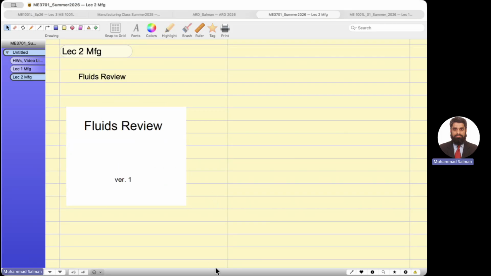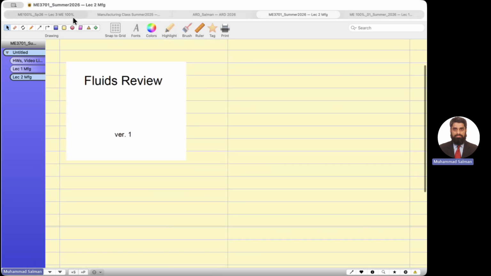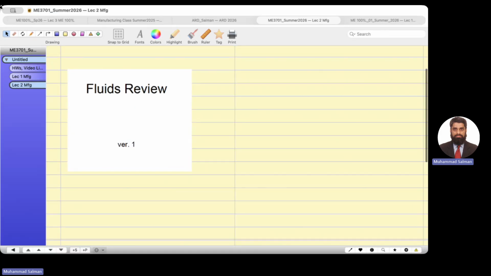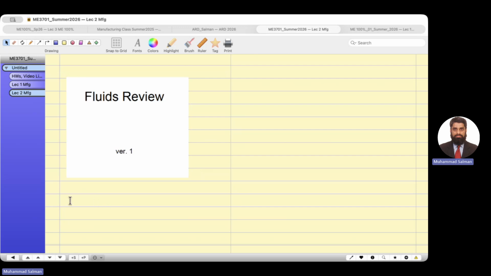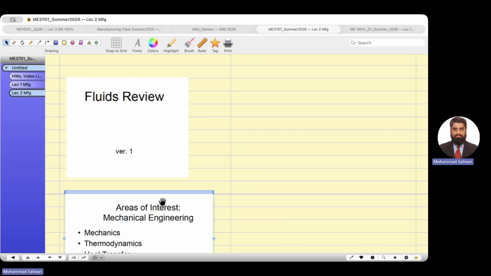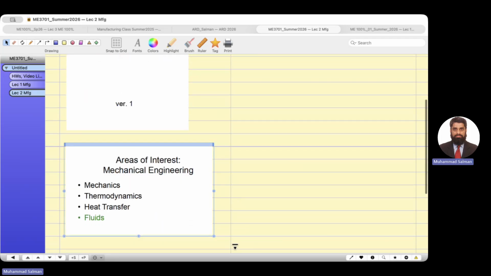So mostly this is about the casting. The casting process, we pour the molten metal into the mold, and there could be different types of molds: insulating mold, like sand mold, and conducting mold. So we have to find out the time for solidification.